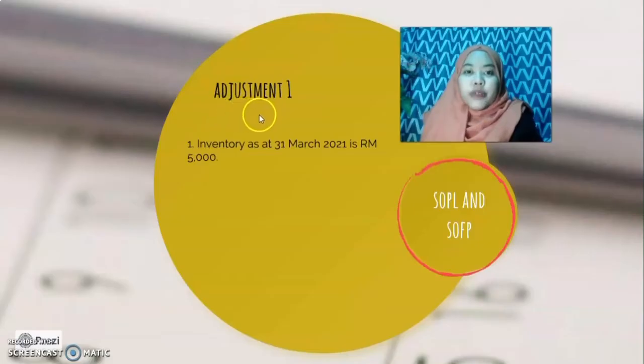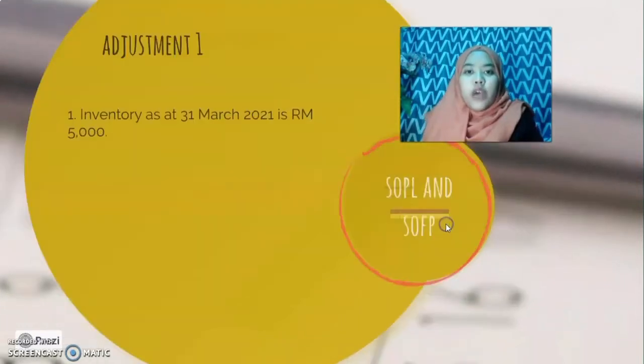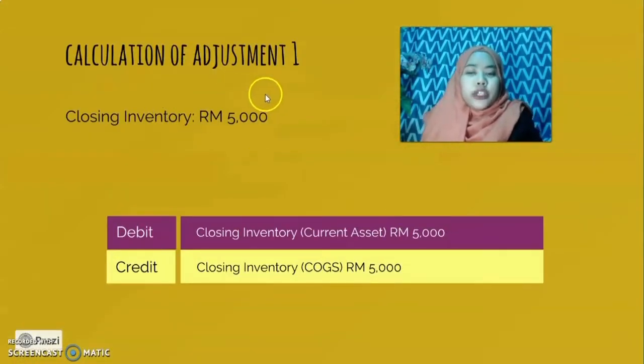This is adjustment 1 for Bubble Chip Enterprise, where it clearly shows the closing inventory. Now, we will look into the calculation for adjustment 1, where the closing inventory amounted to 5,000 will be included under the SOFP and SOPL table later.